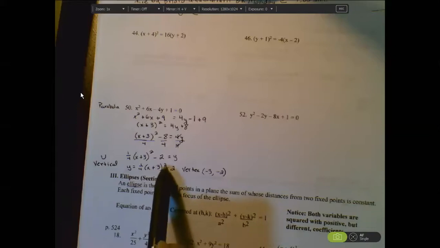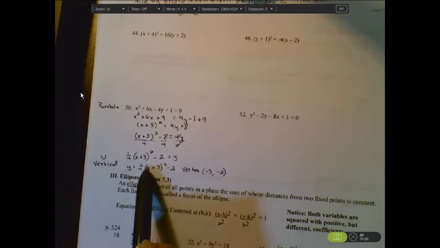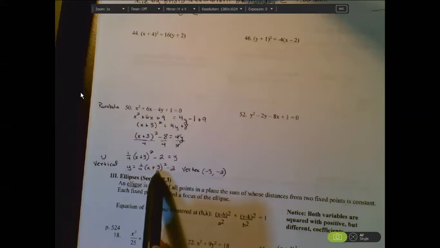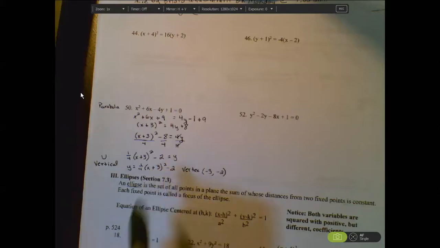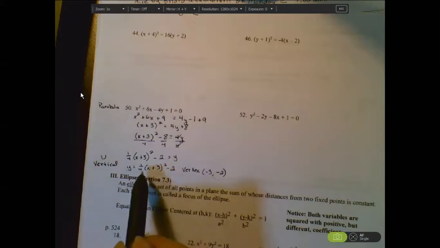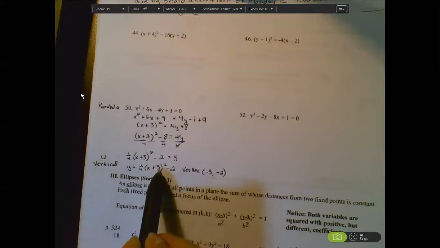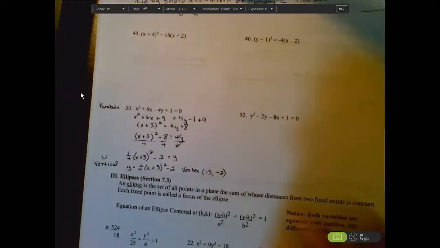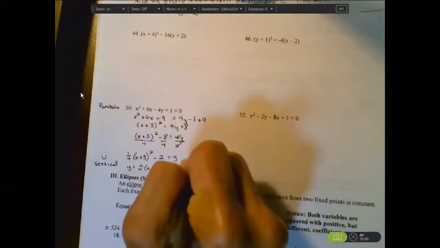Right. So what could I let x be that would make this a multiple of 4? Somebody say 1. 1. Yes, yes. 1 plus 3 is 4. 4 squared is 16. I can take a fourth of 16. So that's probably what I would choose for my other x value.